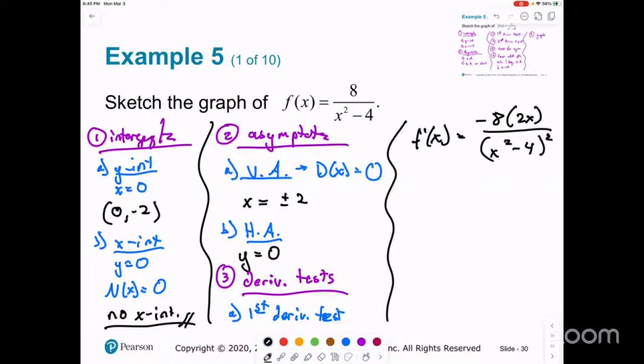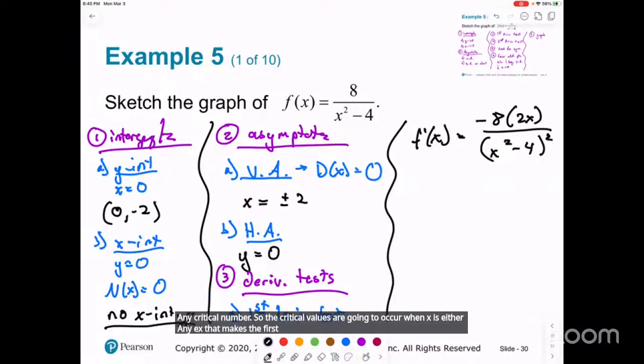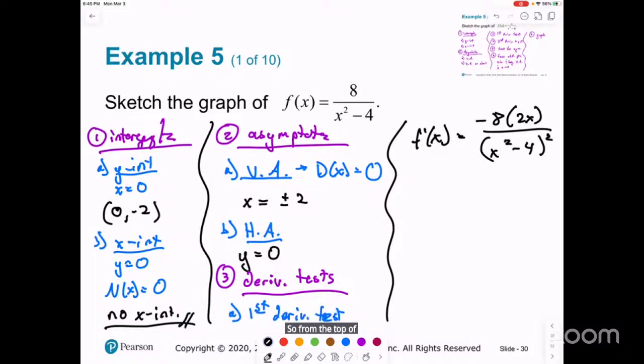Any critical number. So the critical values are going to occur at any x that makes the first derivative either 0 or undefined. So from the top of this guy, x equals 0. From the bottom, plus or minus 2. So our critical numbers are 0 and plus or minus 2.